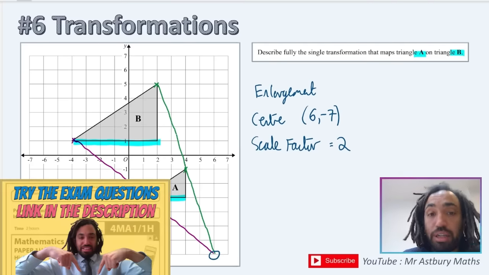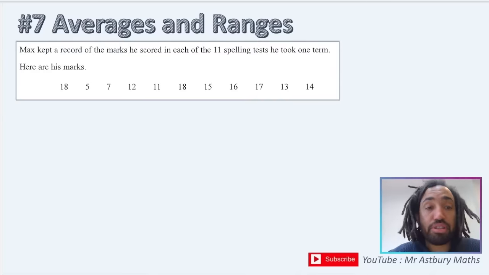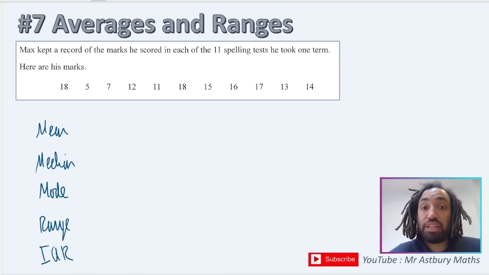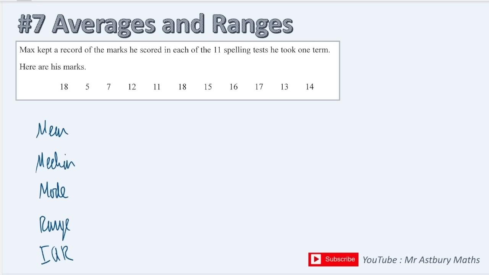Okay, number 7, averages and ranges. There are 5 things that you need to know. You'll need to know how to work out the mean, how to work out the median, how to work out the mode, and the range, and the interquartile range. I'm going to use this data set to tell you how to do all 5 of these. Let's do it. So the mean, I need to do all of the numbers added up.